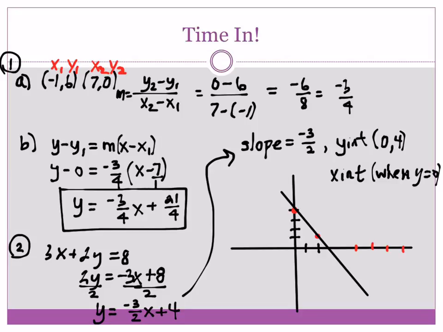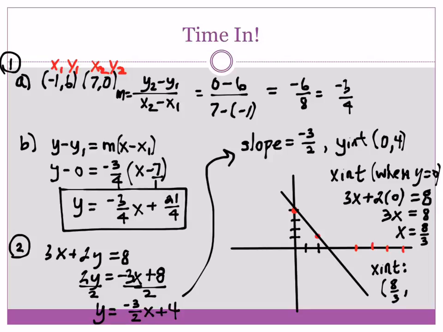So in our equation, whichever form of the equation you want, I'll use the original form even. 3x plus 2 times y, which is 0 now, equals 8. If you want to use the y equals form, you can use that one. Doesn't make any difference. You're going to be solving this time, though, for x. So 2 times 0 is 0, so I have 3x equals 8. What does x equal? 8 over 3. So my x-intercept now is 8 over 3, 0.